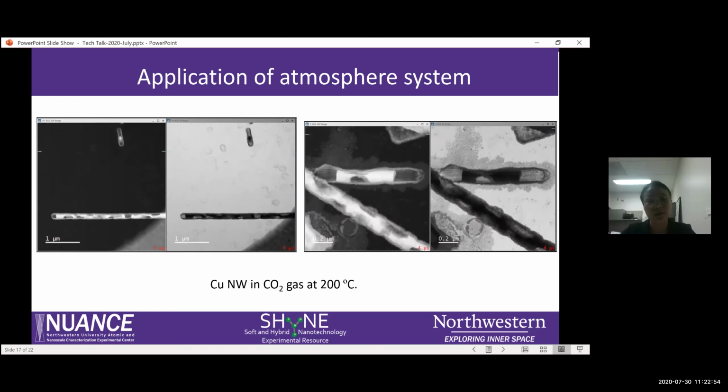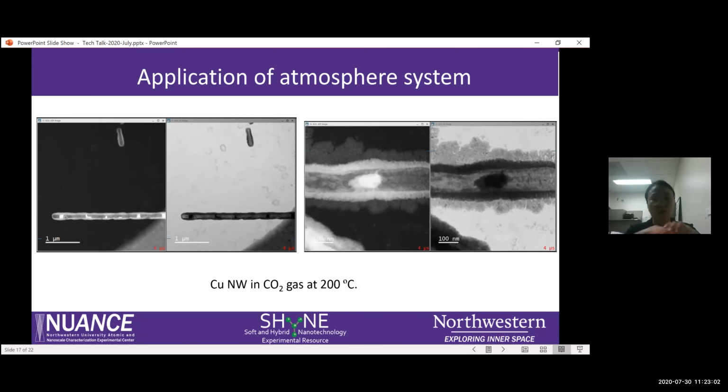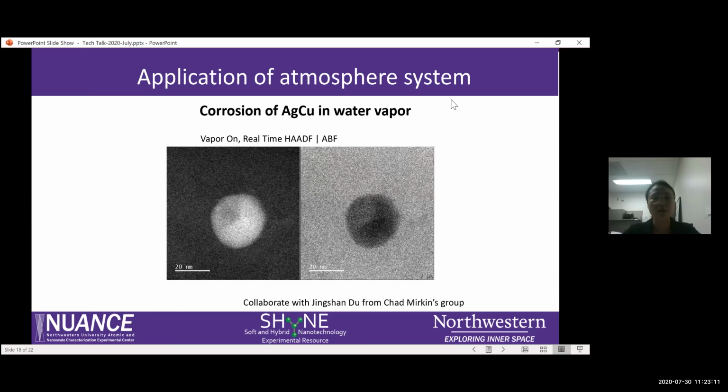By analysis, we can conclude that this is a diffusion of the copper ion and not the oxygen. But without this in situ observation, you can't get any conclusion like this. This one is a vapor experiment. It's a corrosion of silver copper in water vapor.